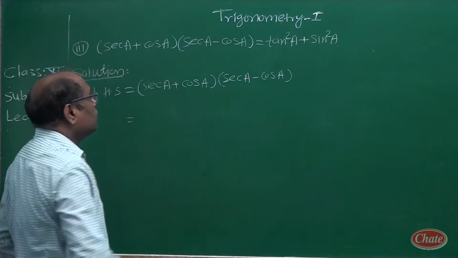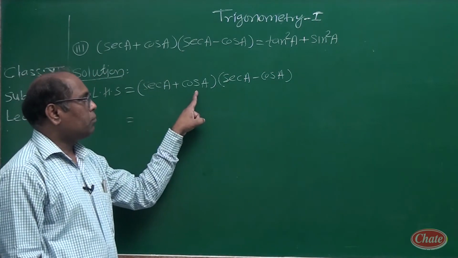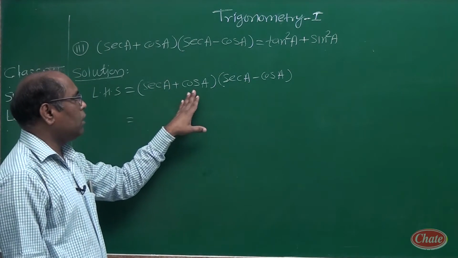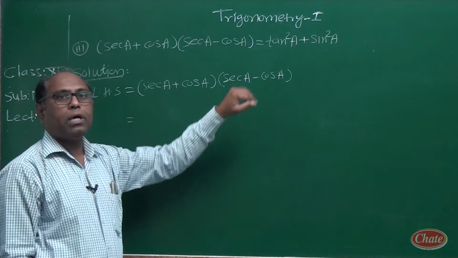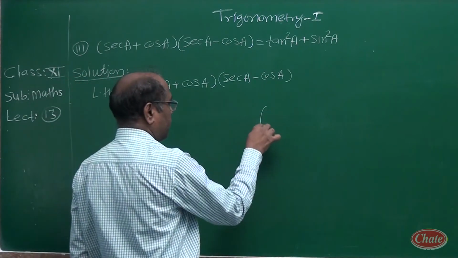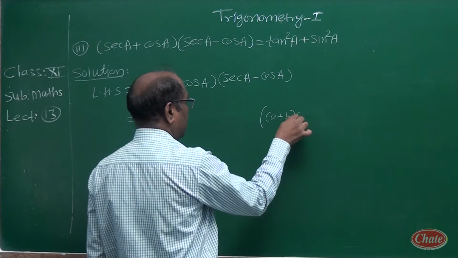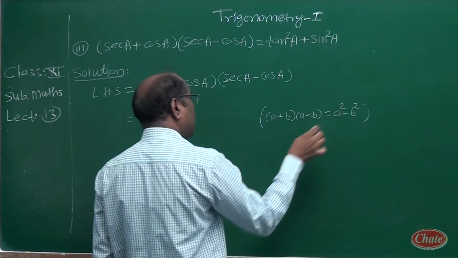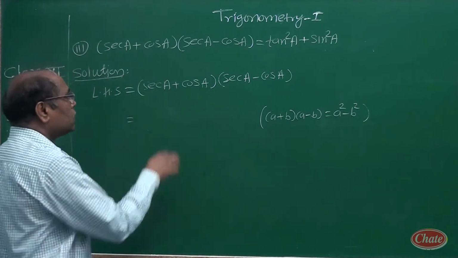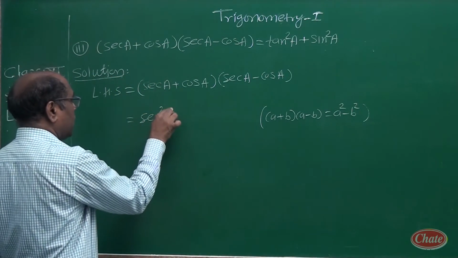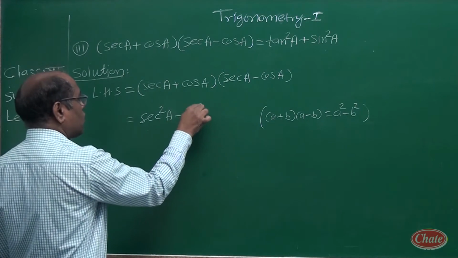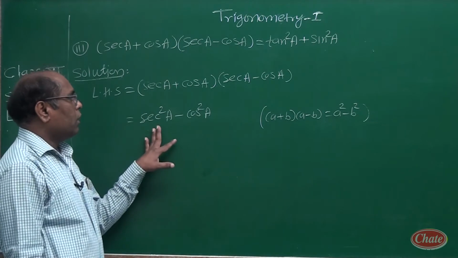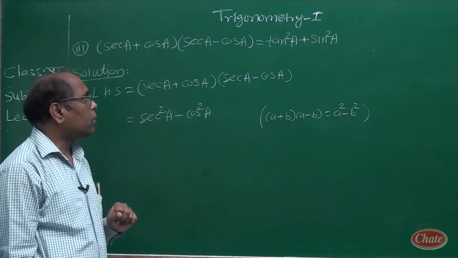Sec A plus cos A into sec A minus cos A is in the form of A plus B into A minus B. A plus B into A minus B is A square minus B square. We have to use that formula here. So what we get? Sec square A minus cos square A.